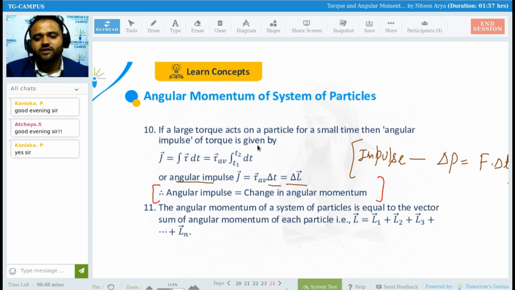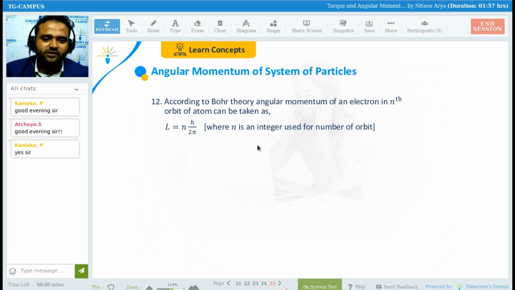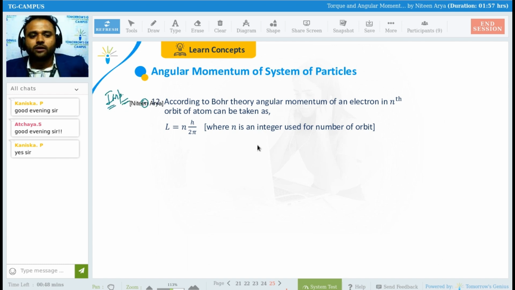Another thing: the angular momentum of a system of particles is equal to the vector sum, that is L equals L1 plus L2 plus L3, and so on. In the same way we can add it up. This is important, and we are going to use this again in the chapter of atoms. Simply, I can tell you, the discovery of the atom was done in 3 steps: J.J. Thomson, Rutherford, and then Bohr.